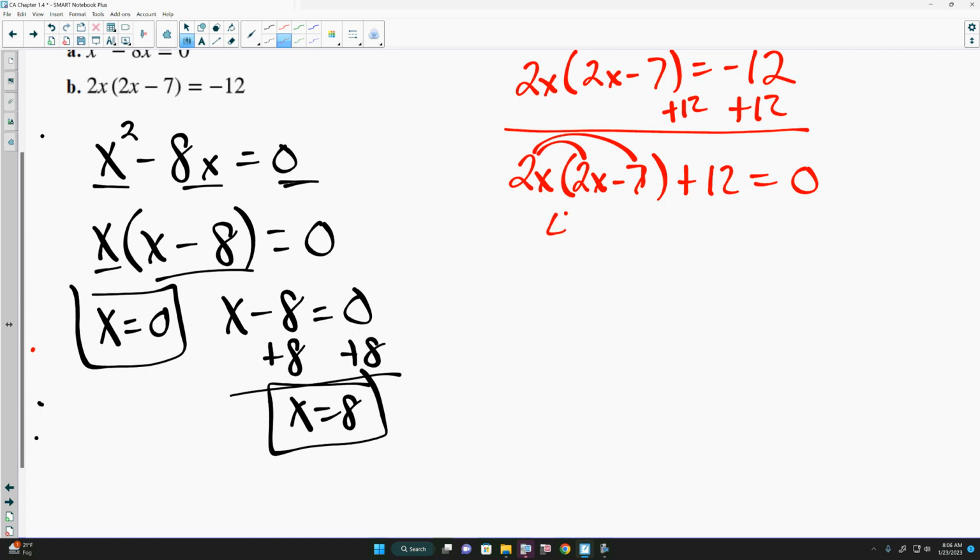2x times 2x is going to be 4x squared. 2x times negative 7 is going to be negative 14x. Plus 12 is equal to 0. Now there is a good chance that we can factor this, that there are factors of 4x squared and 12 that will give us negative 14. But is there a greatest common factor between these three terms?